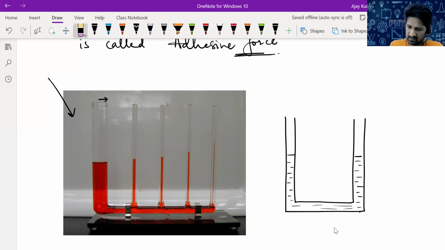Now in this particular diagram, we can say the normal height is this. That extra height is what you call as height of capillary rise. In all the tubes, had they been broad enough, the liquid would have settled to this level. Over that, what is the extra height? That is what you call as height of capillary rise.